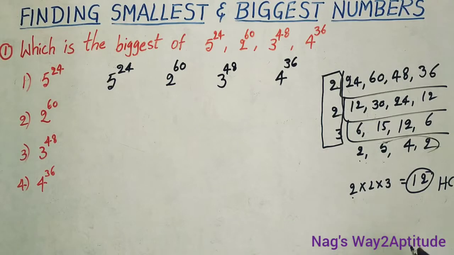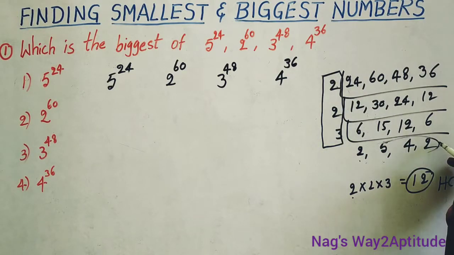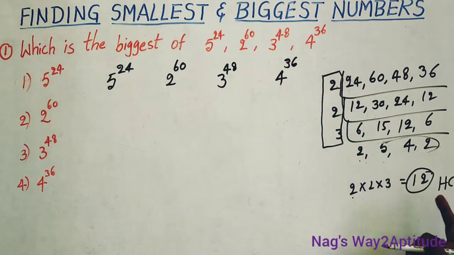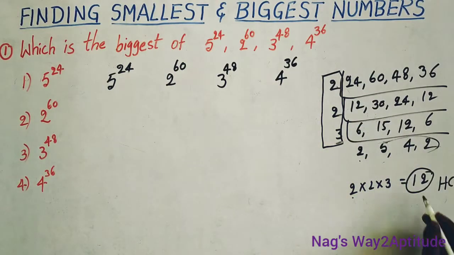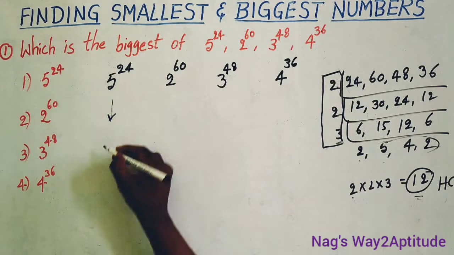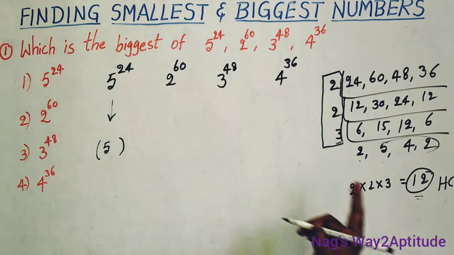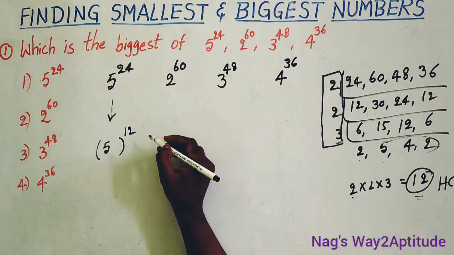Here friends, don't get confused, because if you multiply all these digits then it will become the LCM. But if you take only these digits, it will be the HCF. We need to find only the HCF, so take up to here only. Don't take these numbers. Now 12 is the HCF. Therefore, you write 5 power. What is the HCF now? 12. You take this 12 here.